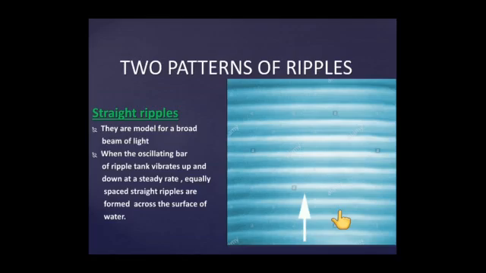Straight ripples can be used as a model for a broad beam of light. An example of a broad beam of light is light rays from the sun.